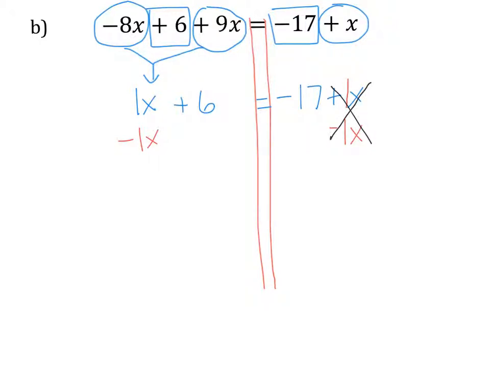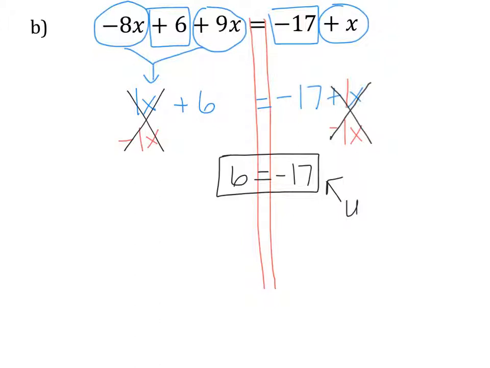I've canceled out my x's on the left, but just like last time, I'm also going to end up canceling my x's on the right. 1 minus 1 is 0. A positive 1x and a negative 1x cancel one another. What I have left is 6 equals -17. This is just like the last problem, except that what I have here is an untrue statement.